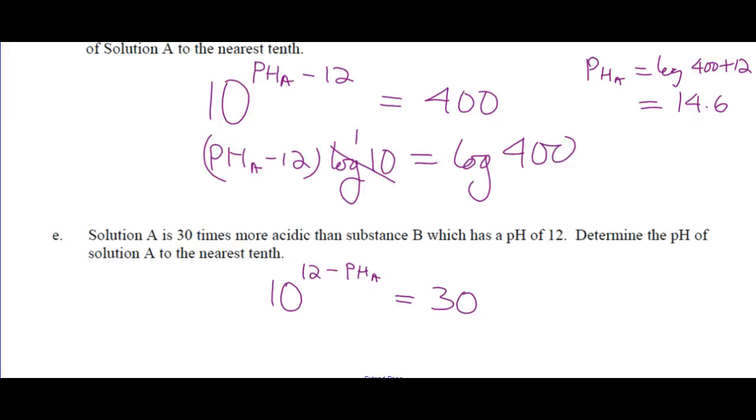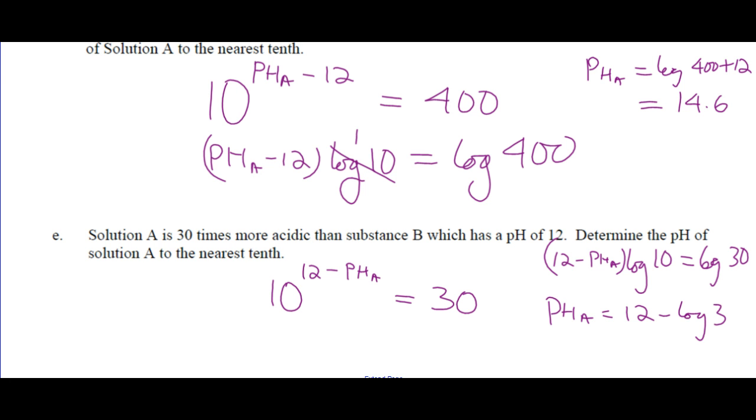It's just 12 minus pH of A is equal to log 30. So 12 minus pH of A times log 10 equals log 30. And so what's it going to be? The pH of A is going to be 12 minus log 30, which is 10.5.